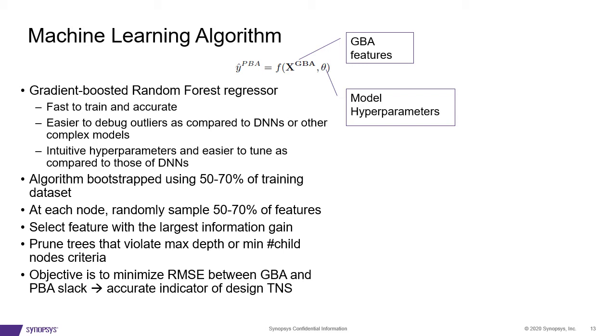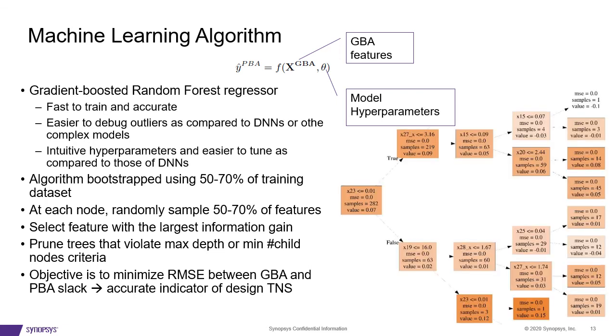We bootstrap the algorithm using 50 to 70% of the training data. At each node, we randomly sample 50 to 70% of features. We select the feature that has the largest information gain, and once the tree is built, we prune the trees that violate the max depth or the min number of child nodes criteria. Our objective is to minimize root mean squared error between GBA and PBA slack, because this is an accurate indicator of design TNS. Here is an example of one of the trees that our algorithm builds.